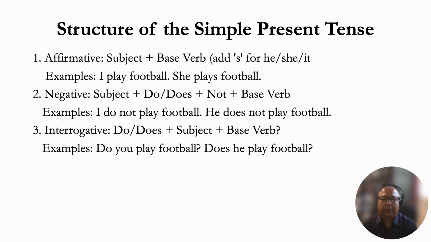Interrogative. When we ask questions in English, usually we start with do or does, then the subject, the doer of the action, or the agent as it is also called, plus the base verb. Let's look at an example. Do you play football? Does he play football? So you have do and does in the two sentences. Do you is the subject, and the base verb is what? Play. Do you play football? Yes, I do. No, I don't.